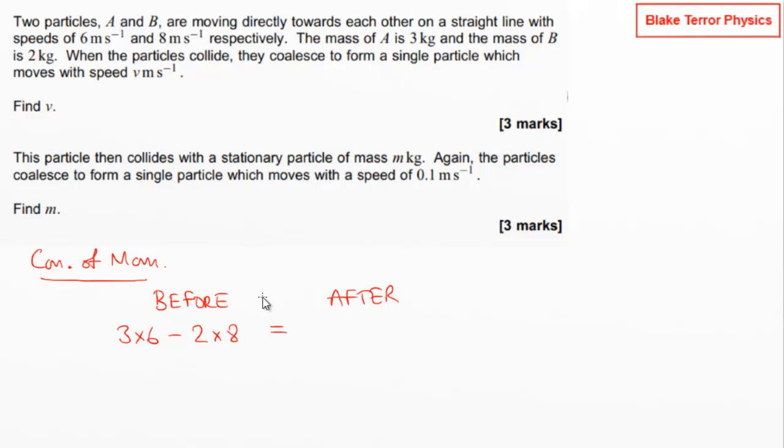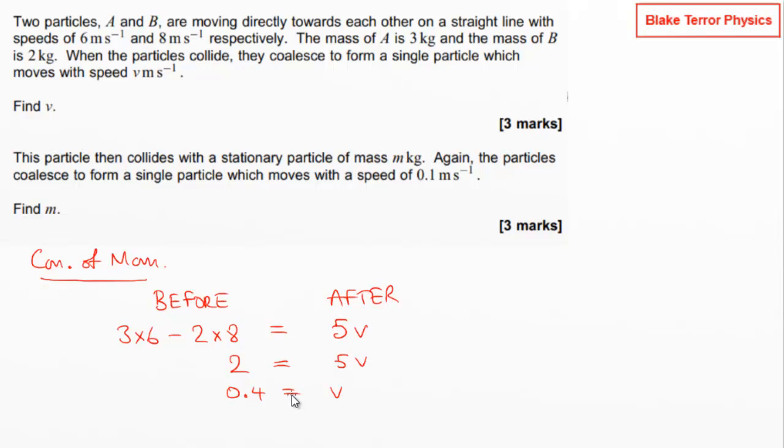And that is going to be equal to whatever happens afterwards, which is the particles collide, coalesce and move with speed v. So the total mass then is 5 kilograms multiplied by v. So we've got 2 is equal to 5v. So v is going to be equal to 0.4. So yeah, pretty straightforward stuff.